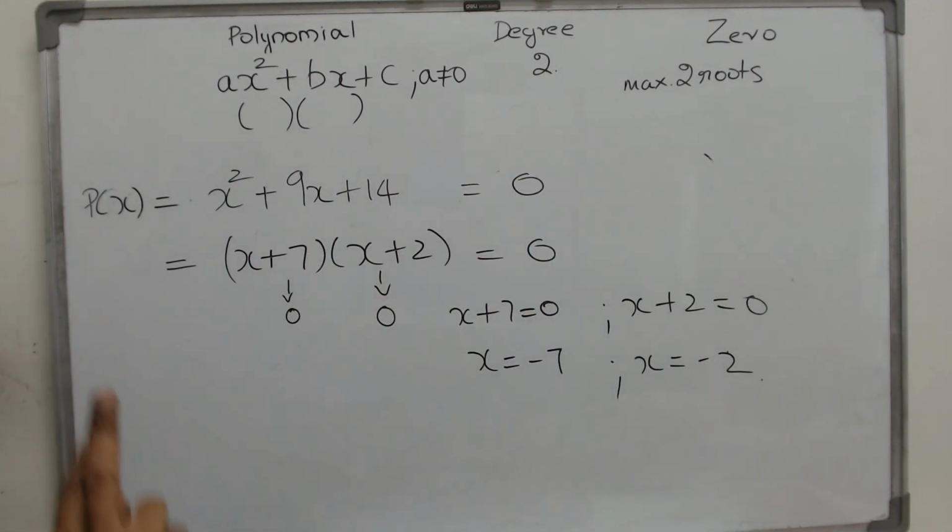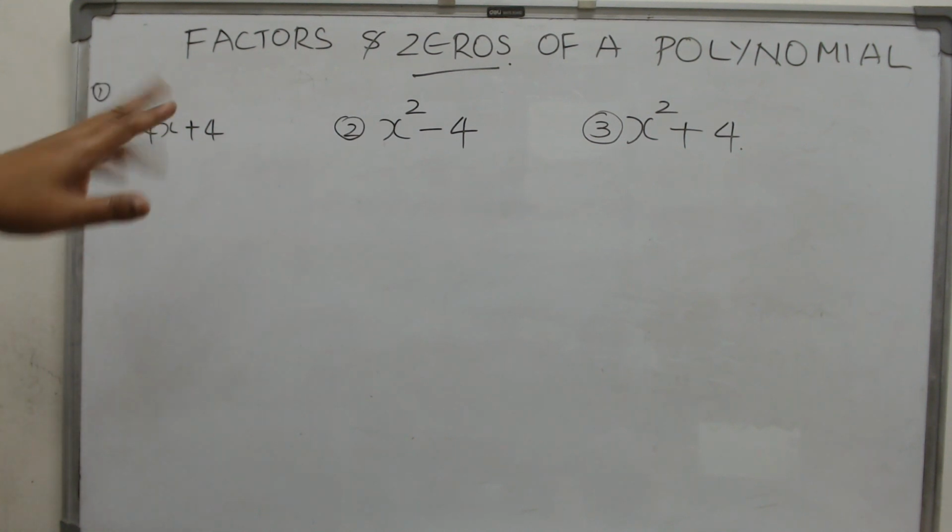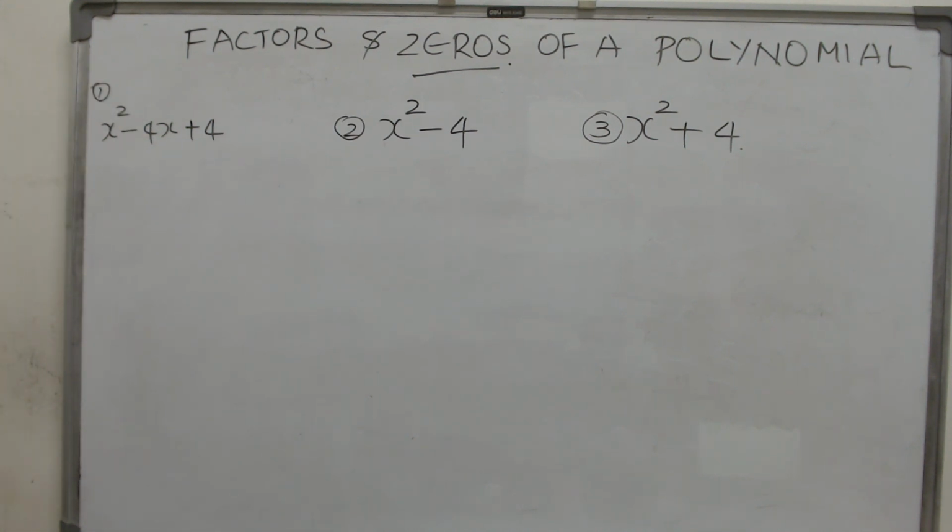Shall we see 2 examples where you have only one root and you have 0 roots? Let us check that out. Now I have written down 3 polynomials. What do you notice is common among them? All of them are of the degree 2. Let us see how many zeros each one of them has.